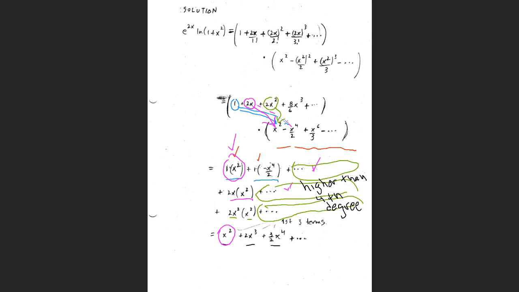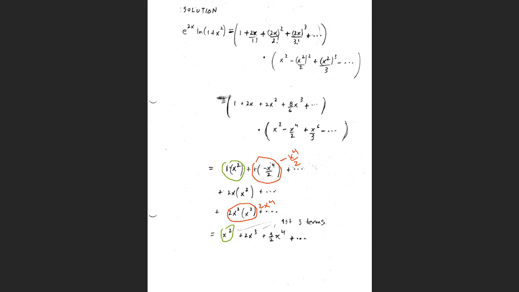One times negative x to the fourth. Let me clear this here. So 1 times x squared is x squared. 1 times negative x to the fourth over 2, and 2x times x squared. 2x times x squared is 2x to the fourth. And this here, 1 times negative x to the fourth over 2 is negative x to the fourth over 2.